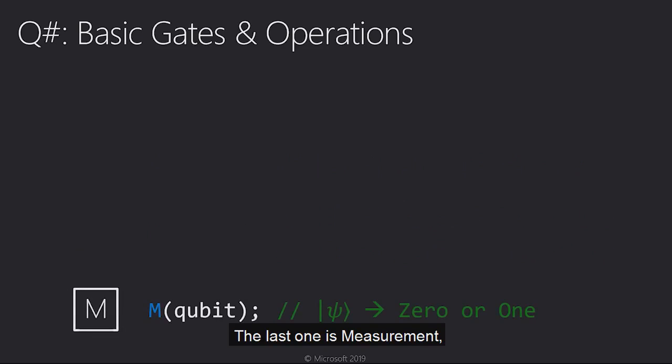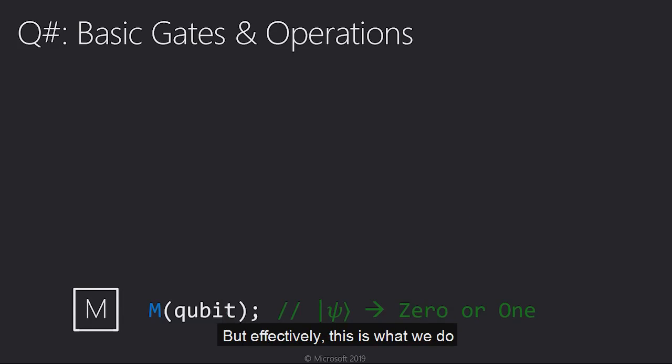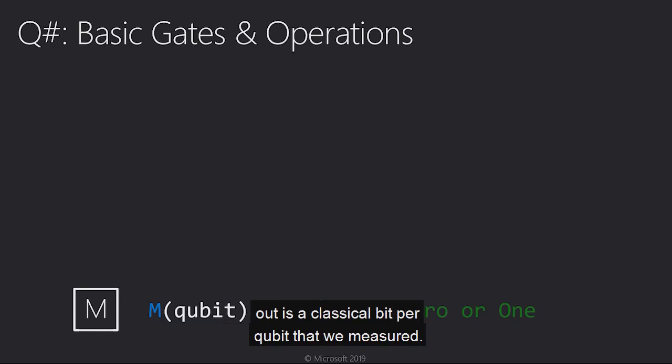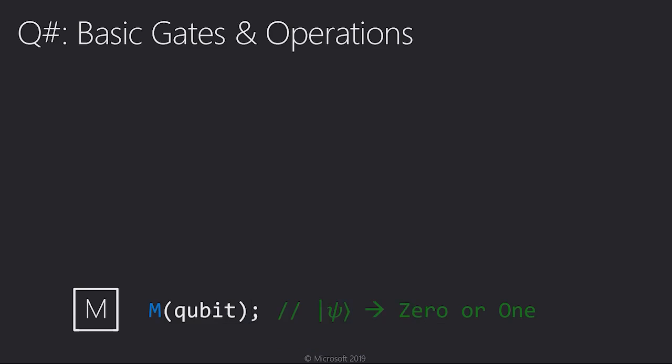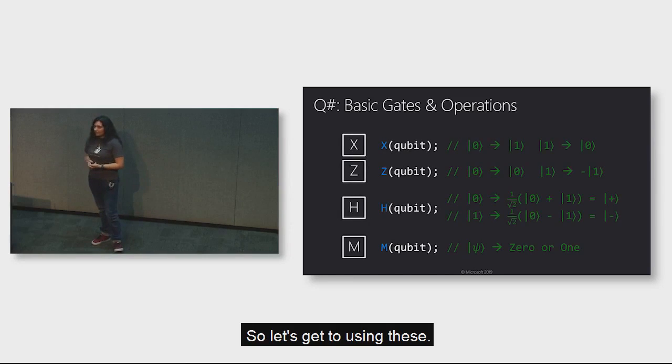And the last one is measurement. So it's not strictly a quantum kind of operator in the same way as the other ones are, but effectively this is what we do when we take this measurement, and what we get out is a classical bit per qubit that we measured. So we'll either get a 0 or a 1 result out. So let's get to using these.